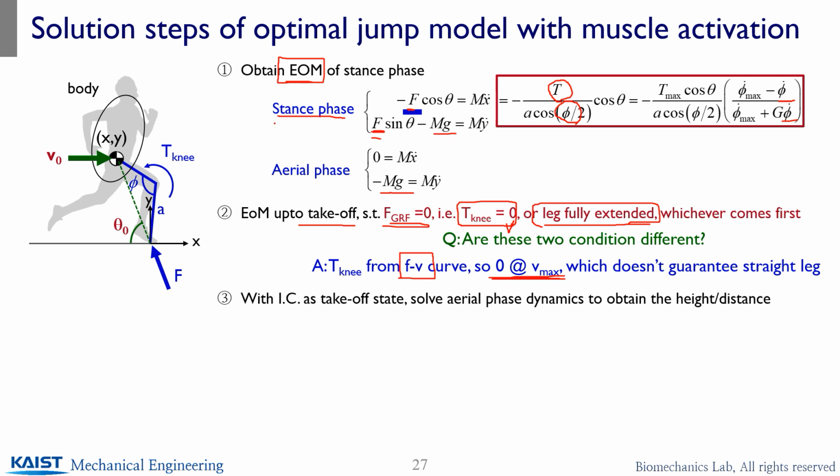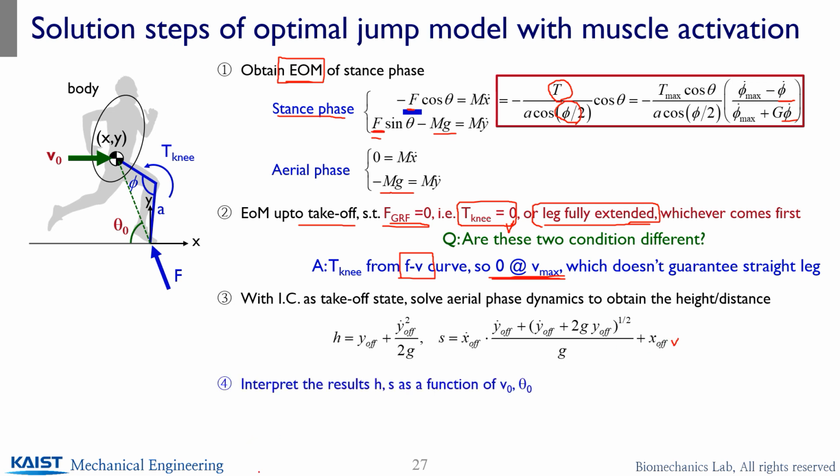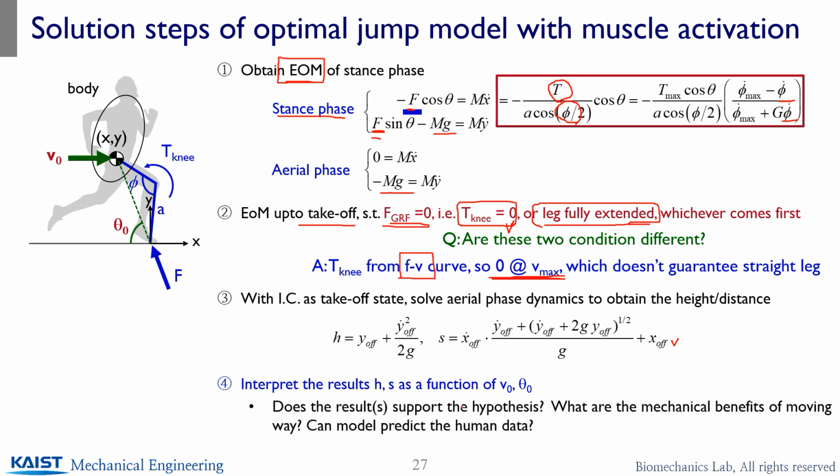Okay, so when your integration has been terminated, you can find out the corresponding height and distance from the simple ballistic motion kinematics formula. And the next step is you have to interpret the results. Does it really support your hypothesis? Like, does your specific combination of V naught and theta naught give you the maximum height or maximum distance? And then you also examine whether those are really compatible with the human data, etc.